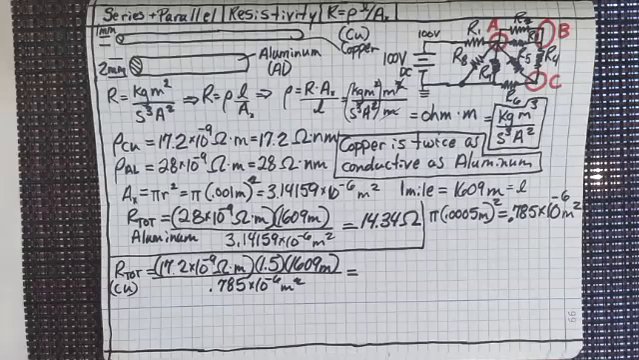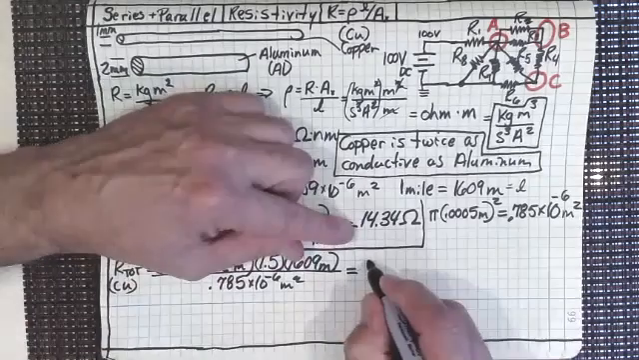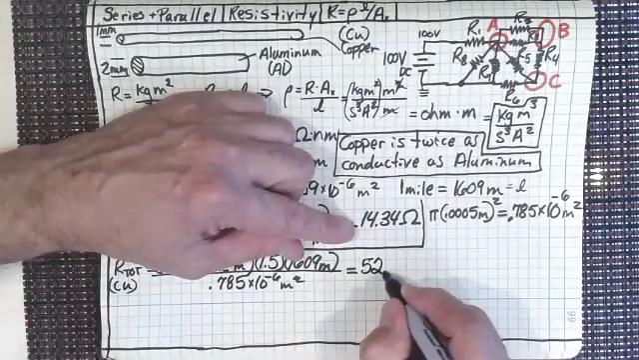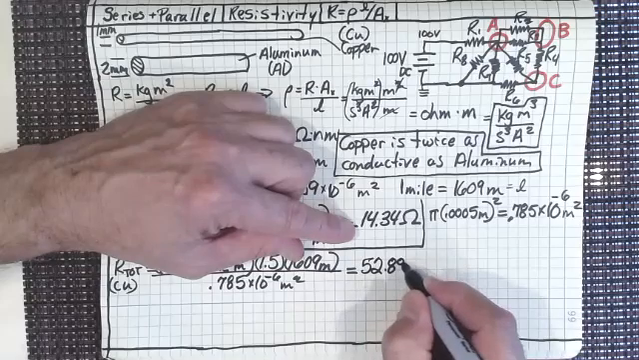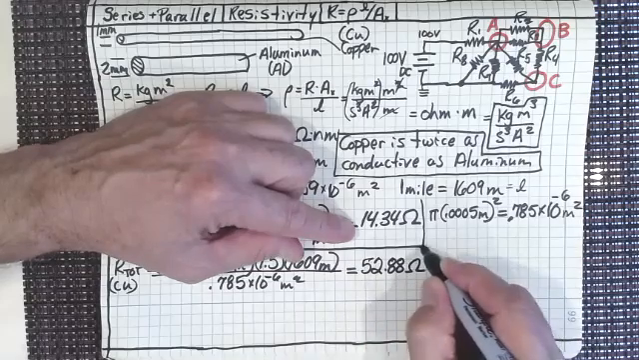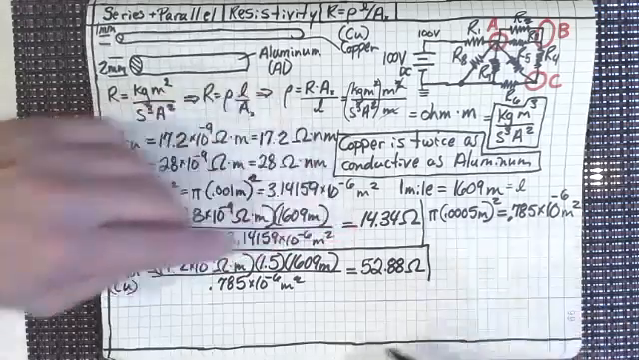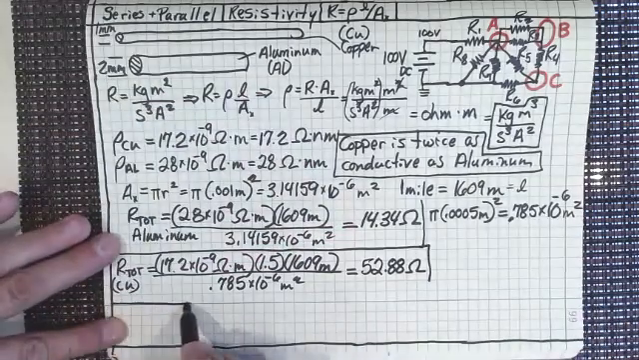All right, when I multiply it out, let's put it in there. 17.2 times 10 to the minus 9 times 1.5 times 1,609 meters divided by 0.785 times 10 to the minus 6. And that gives us 52.88 ohms. And what that does is confirm what we thought we were going to get, right?